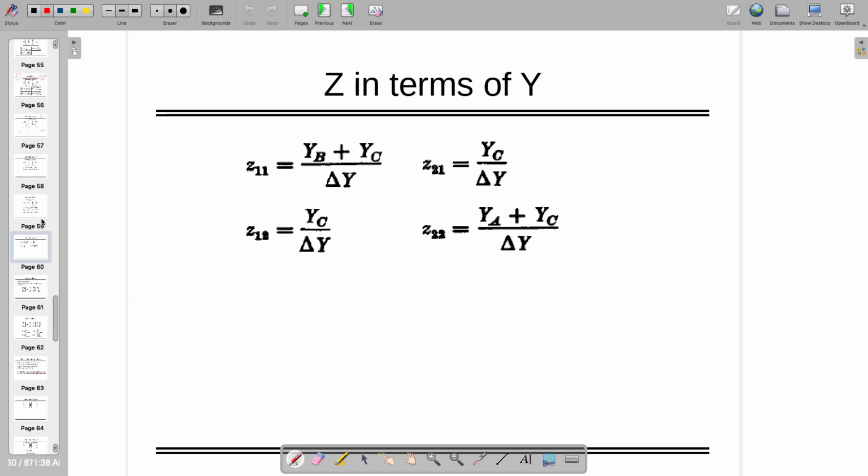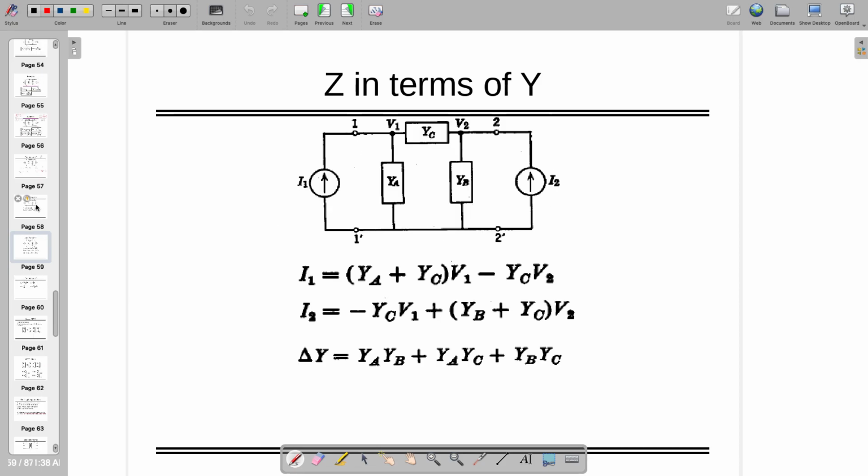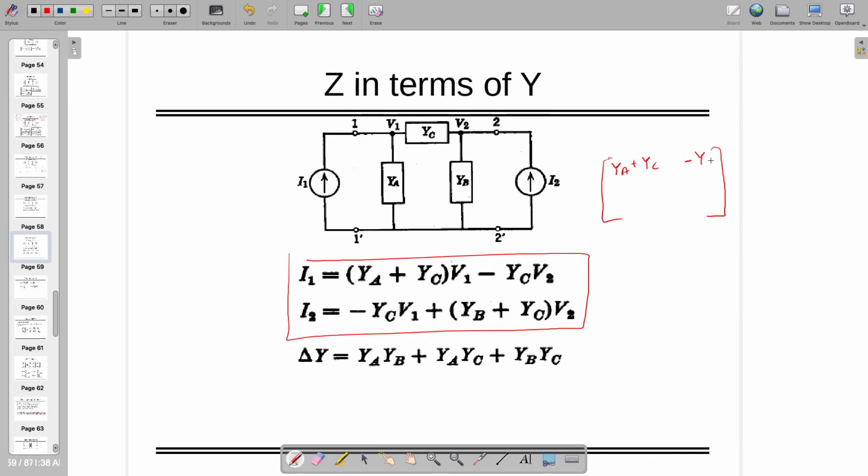So if I want to find out z in terms of y, I can write down these equations or I can write down the matrix, right? So if I have the matrix which is ya plus yc, and this side minus yc, this side minus yc, right, this is my impedance matrix, by the way. This is the impedance matrix, and I can find out delta as ya times yb plus, I can write down this. This is the determinant of this one, right?